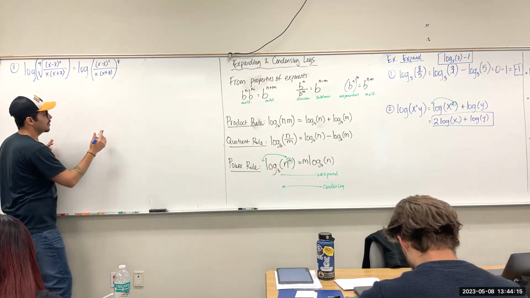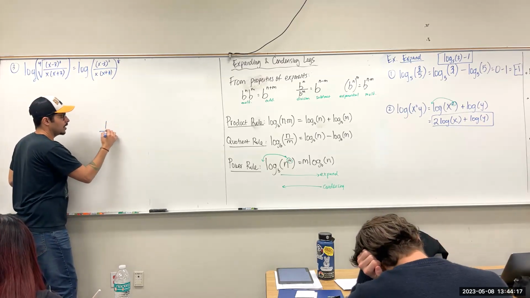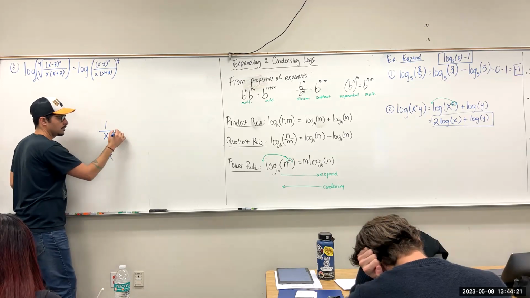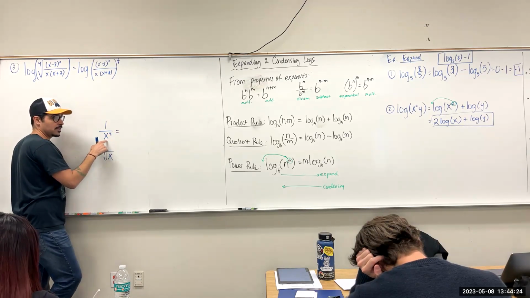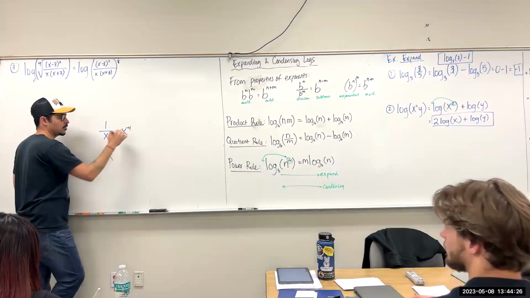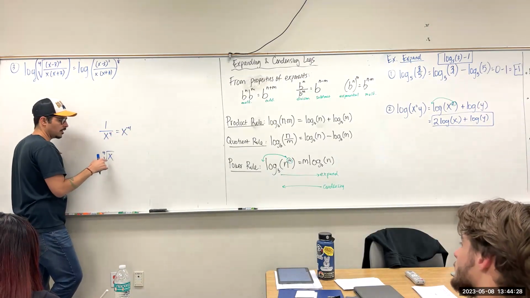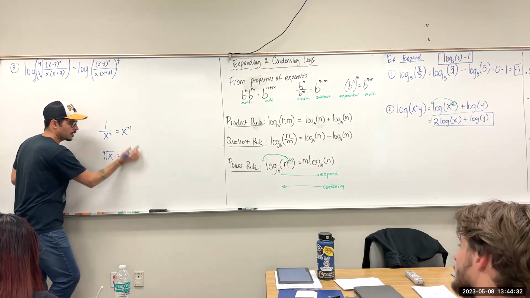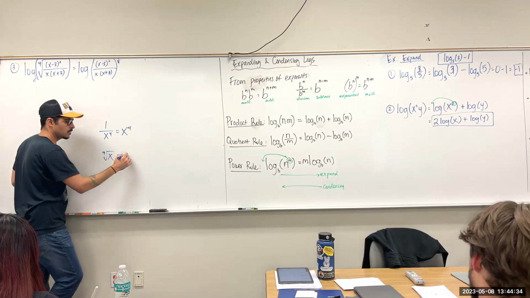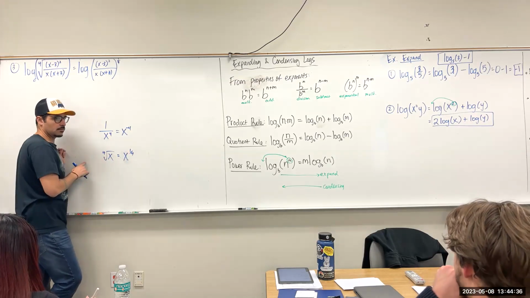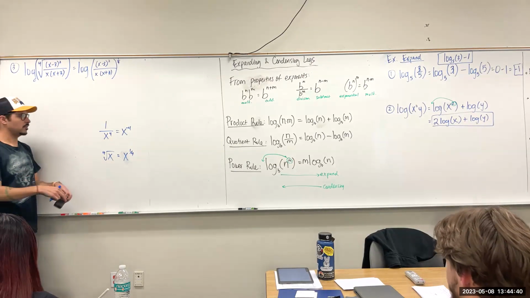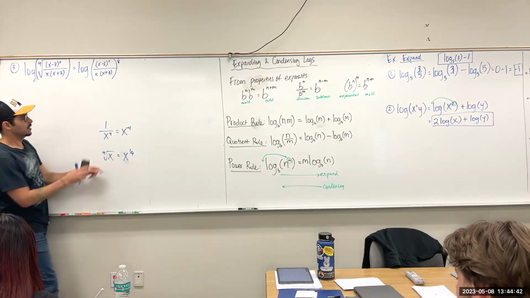Here, let me remind you guys: 1 over x to the 4th versus the 4th root of x. This is when it's a negative, x to the -4, when you write it as a reciprocal. A root is when you write it as the power of 1 over that root. So just be careful.